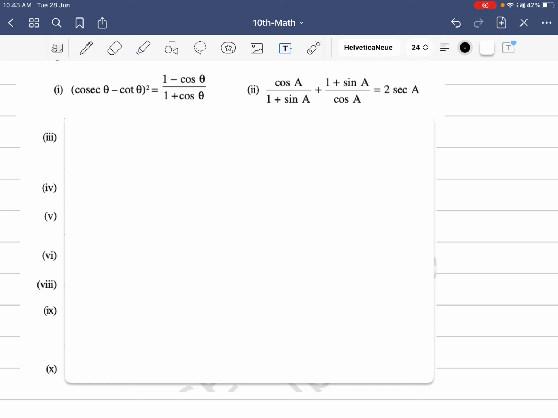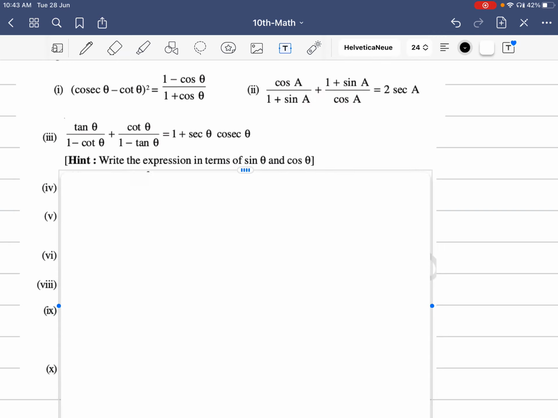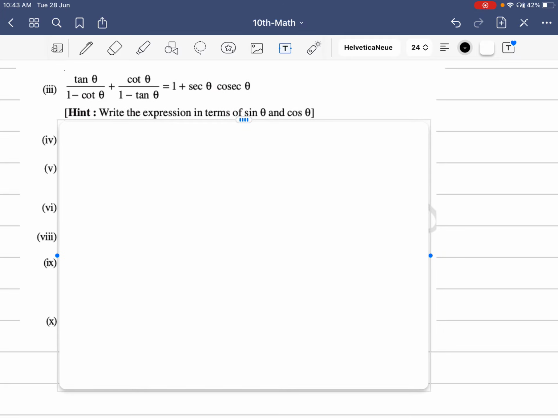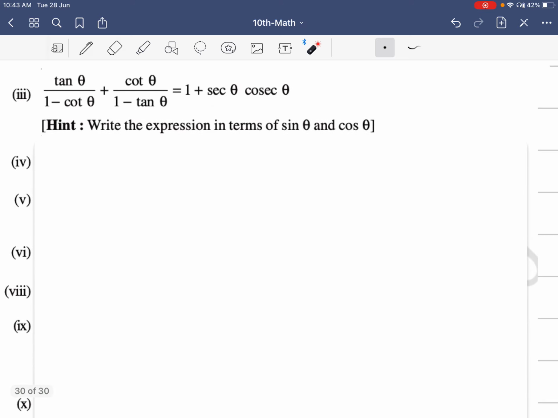Now let's reveal the problem number 3. This is our problem number 3. Yes, let's read the problem. So LHS is, let me zoom in. Okay, LHS is tan theta divided by 1 minus cot theta plus cot theta the whole upon 1 minus tan theta, and that is equal to 1 plus sec theta into cosec theta.